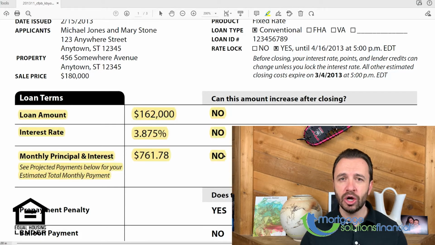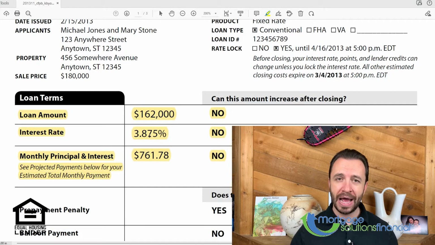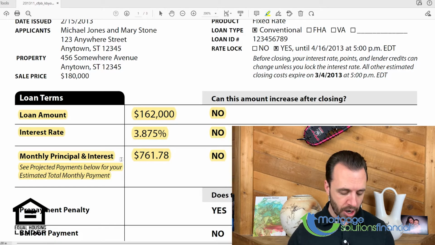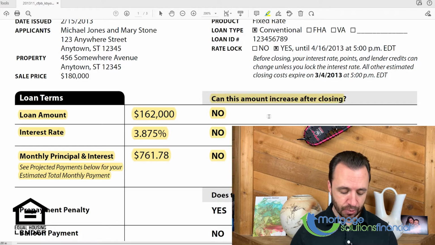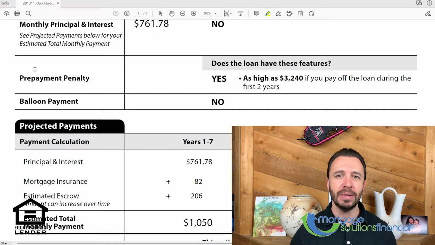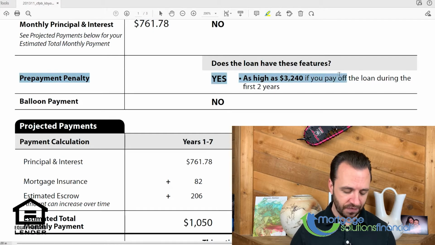Then we've got the loan terms, okay? So this is going to be the actual amount that you've borrowed or are looking to borrow, the interest rate that you've talked about, and then it's broken down into your monthly principal and interest payment. Now to the right of that, you've got a paragraph here that says, can this amount increase after closing? We've got some no's here, no, no, no. So that means that you're locked in to that product, that amount right there. So you can't increase the loan amount, you cannot change the interest rate, you cannot change that monthly principal and interest payment on this specific loan.